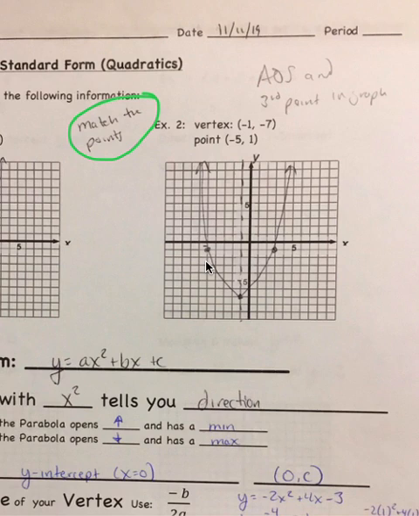So if you look at number 2, we have our vertex at (-1, -7), and we have a point at (-5, 1). So just because it's not an intercept, that is okay. We can still find what we need to find. We have our axis of symmetry goes through the vertex, and then our third point is the same distance away from the axis of symmetry as our other point. So we can just draw our graph straight through it, connect all the points, and you're good to go.